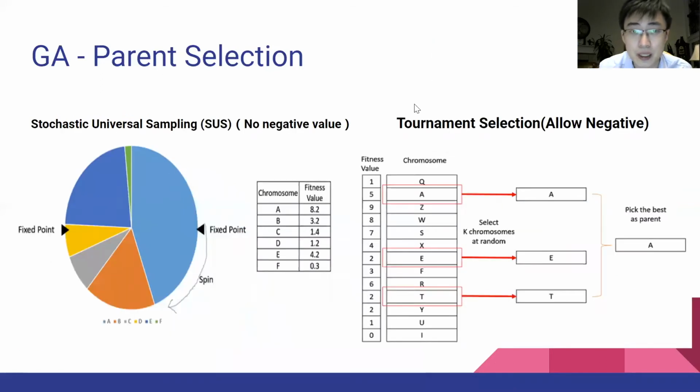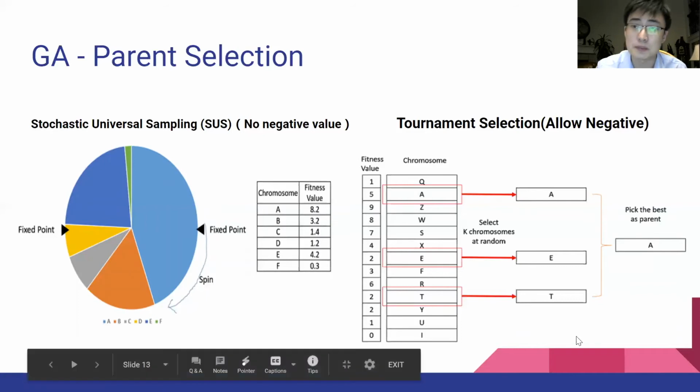And there are two other types. One is SUS. It's really similar to the previous one, but we set up two fixed points, which means you can select two parent chromosomes at the same time. The other one is tournament selection. You randomly pick several chromosomes, compare them based on the fitness value, and pick the best as a parent.